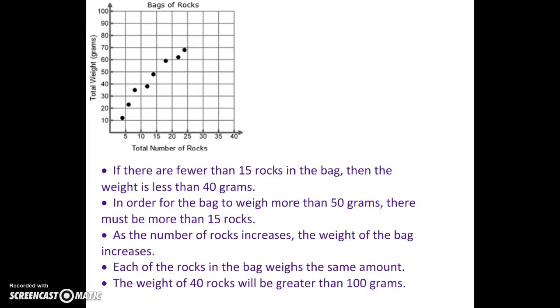On the back of that little half sheet I showed you, number it 1 to 5 real quick. You're going to write true or false for these 5 statements, and then you're going to put those into your feedback form. So number 1: if there are fewer than 15 rocks in the bag, then the weight is less than 40 grams. So find all the rocks. If there are fewer than 15 rocks, look at the weight less than 40 grams.